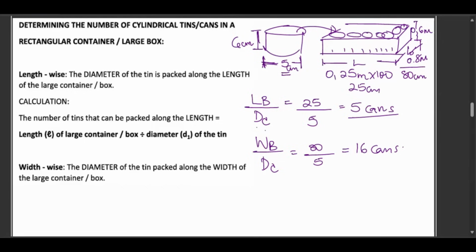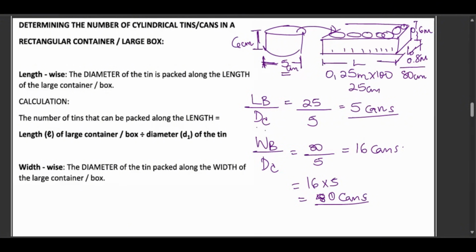So all in all, how many cans shall we meet here? It's 16 times 5. The answer becomes 80. So this small box can carry 80 cans in one layer.